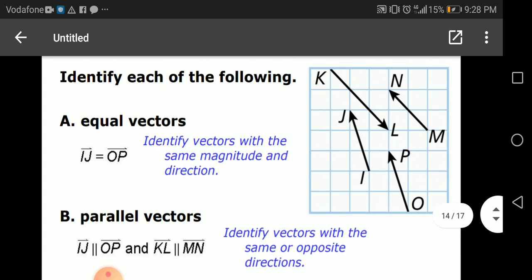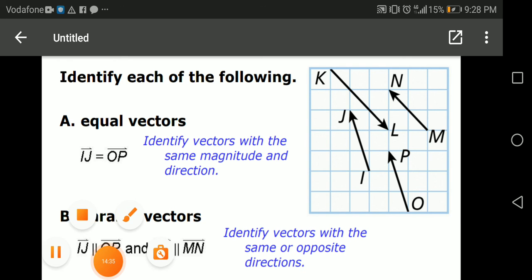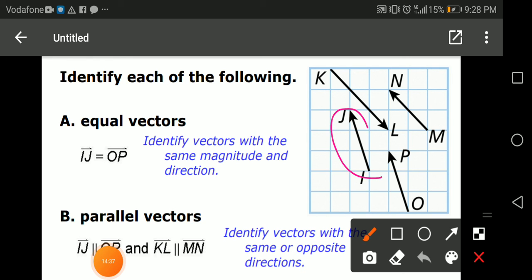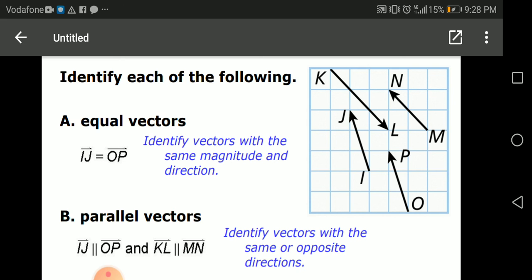Parallel vectors, we have IJ and OP. Where's IJ, guys? IJ and OP, they are parallel. Oh yes, they are parallel and they are equal. What about KL? KL and NM, they are parallel, even though they have opposite directions, but they are parallel.